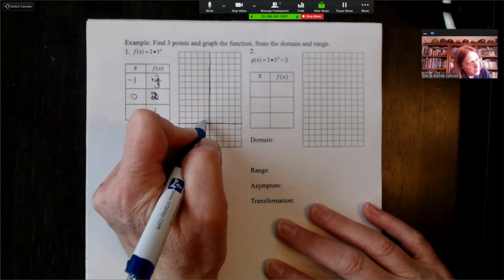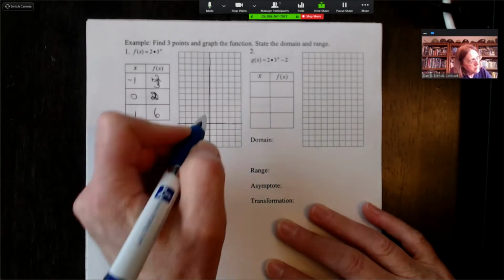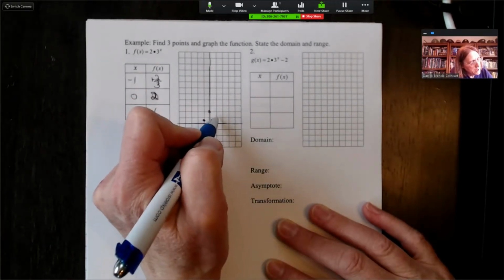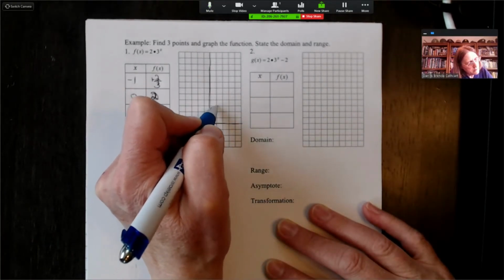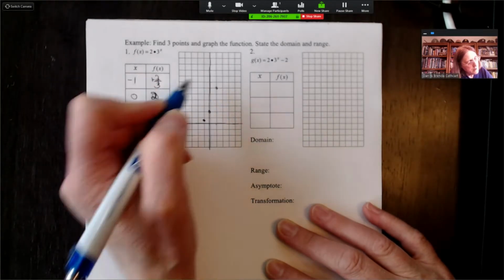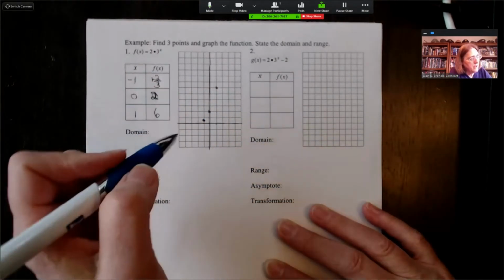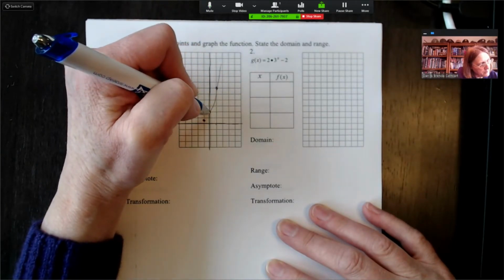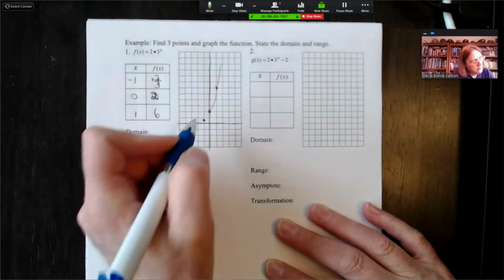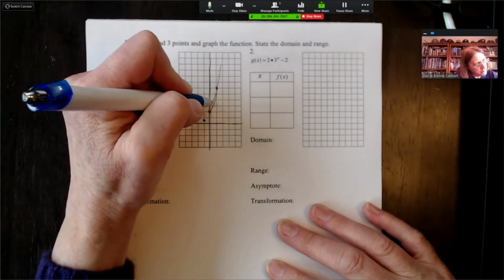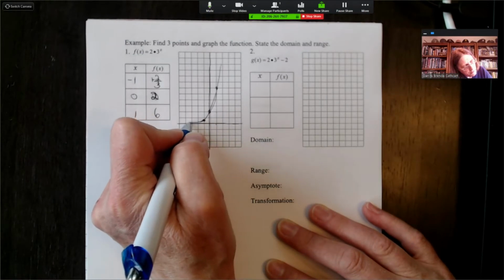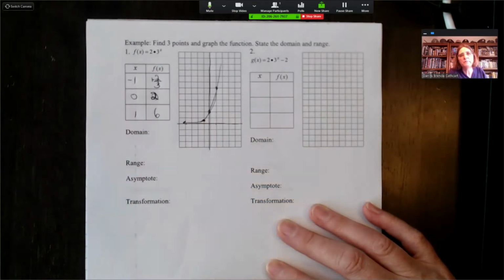At -1, we're at 2/3. At 0, we're at 2. And at 1, we're at 6. We know we're going to have a curve, and it's going to go up to infinity very quickly at the positive side here. As x goes down to negative infinity, we know that these values are going to approach 0.